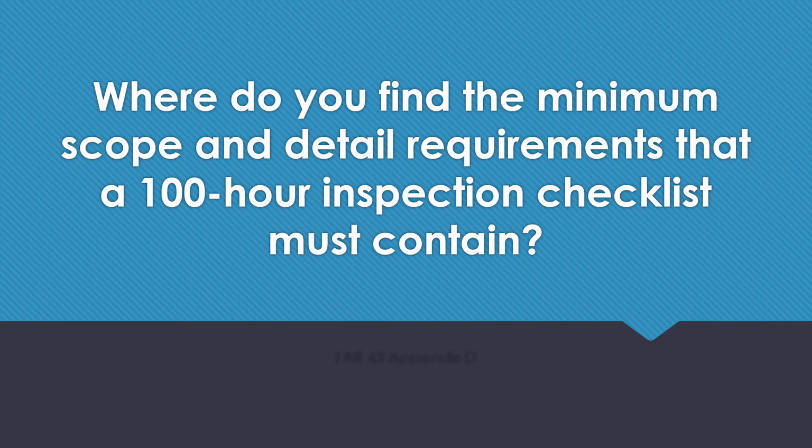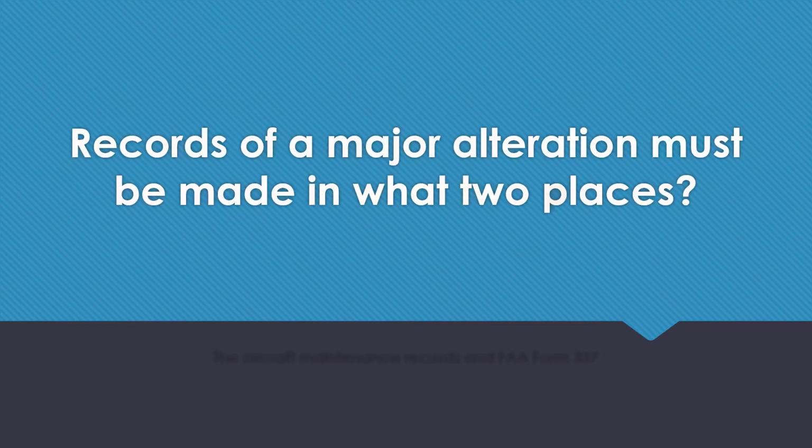Where do you find the minimum scope and detail requirements that a 100-hour inspection checklist must contain? FAR 43 Appendix D. Records of a major alteration must be made in what 2 places? The Aircraft Maintenance Records and FAA Form 337.